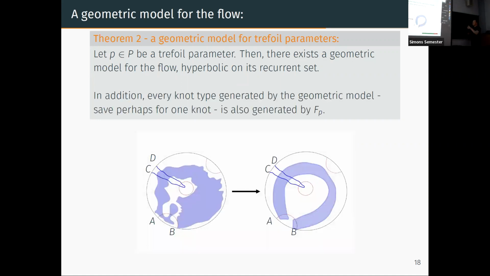In particular, any knot type generated by this geometric model, save perhaps for one hyperbolic knot, also exists in the original vector field. The proof goes more or less like this. We consider the Hopf perturbations, which we introduced earlier, and we begin by removing any part of the invariant set in the rectangle which does not correspond to the topological horseshoe.